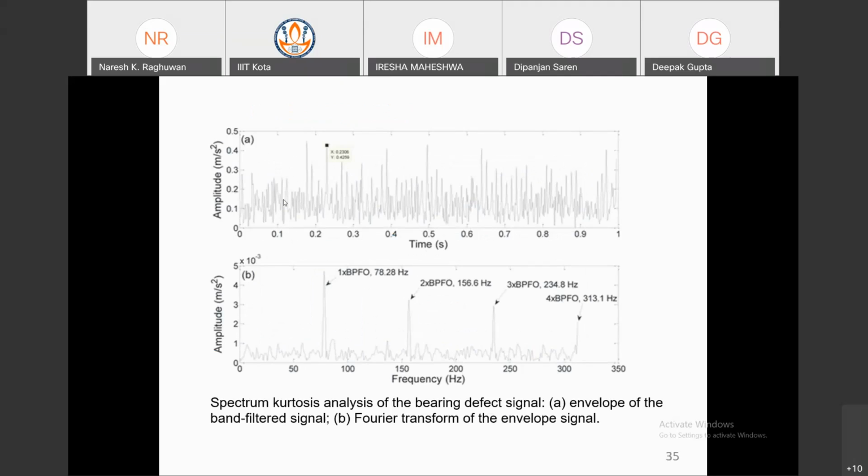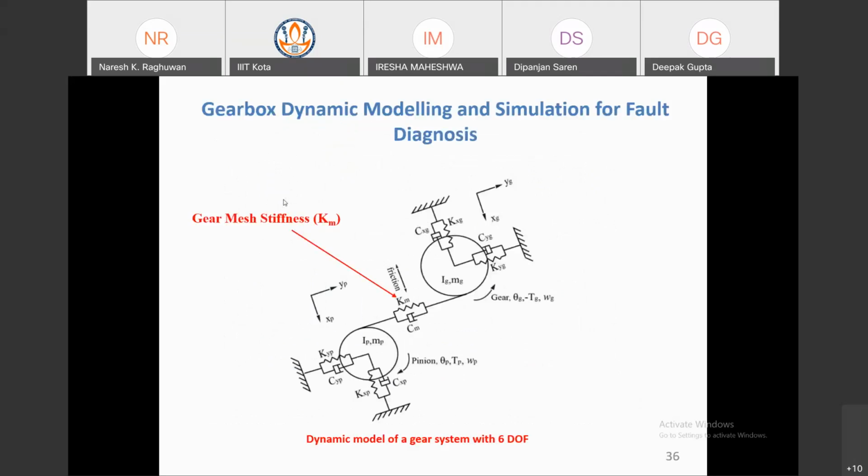Okay, so these are the also. Now, previously I talked about the experimental measurement of the analysis for the gearbox. Some researchers are also identifying faults by the simulated signal. Then how will you get a simulated signal for the gearbox? In this case, gearbox dynamic modeling and simulation is used.